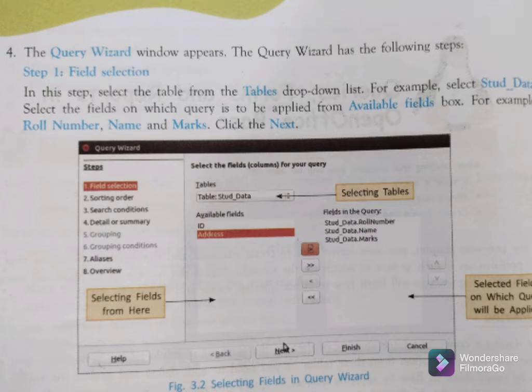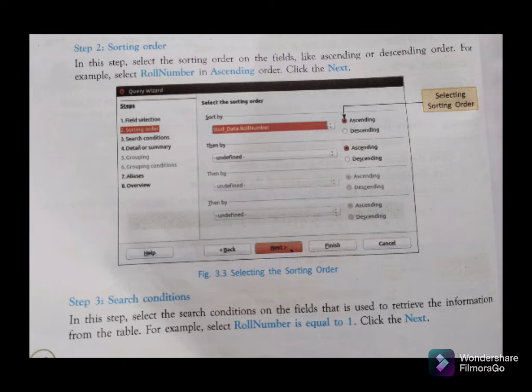Here the first step is to select the table from the table drop-down list, then select the field on which the query is to be applied. That is step 1. Next is sorting order. Step 2 is sorting order.